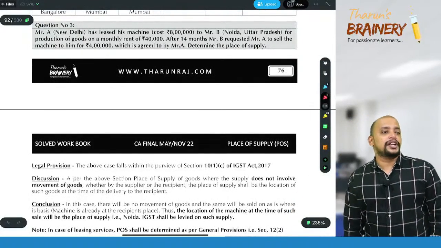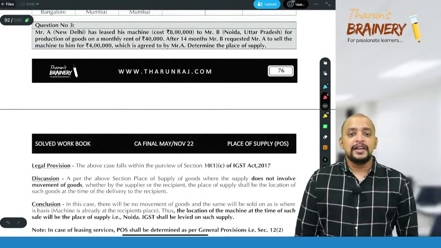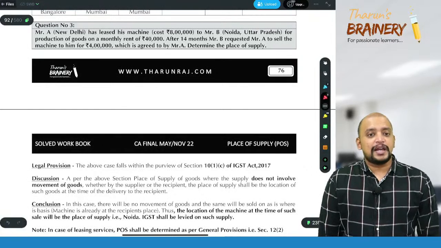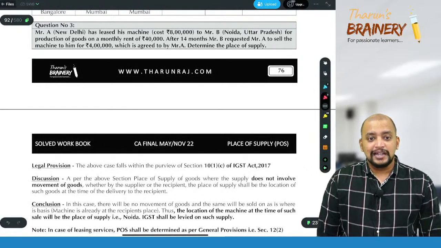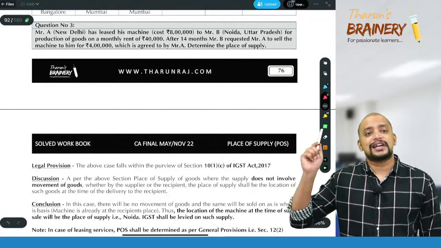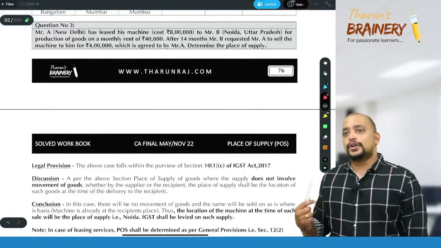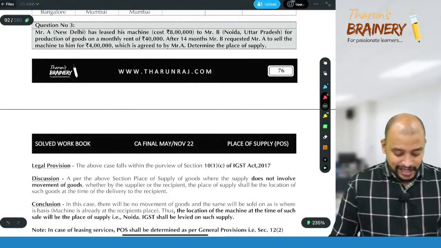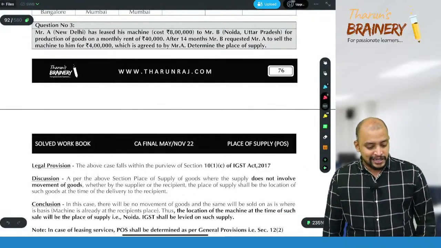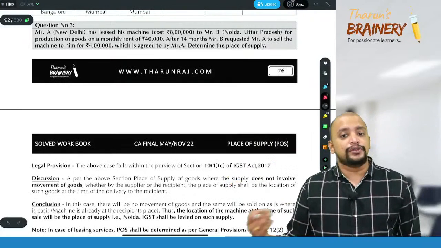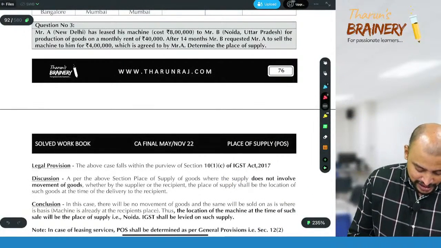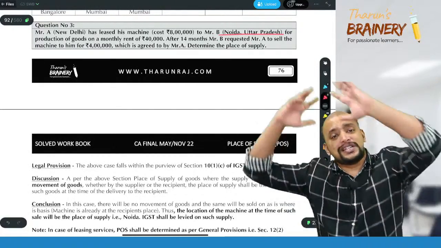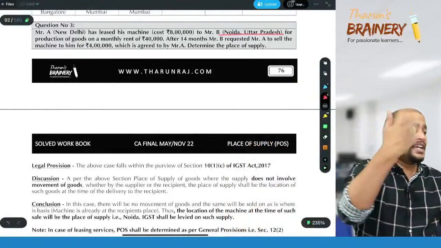When supply does not involve movement of goods, what will be taken as the place of supply? We will take the place of supply as the location of goods at the time of delivery. At the time of delivery, where the goods are located, the goods are already with the recipient, Noida, Uttar Pradesh. So Noida, Uttar Pradesh will be taken as place of supply because already the goods are there with the recipient at the time when delivery takes place.